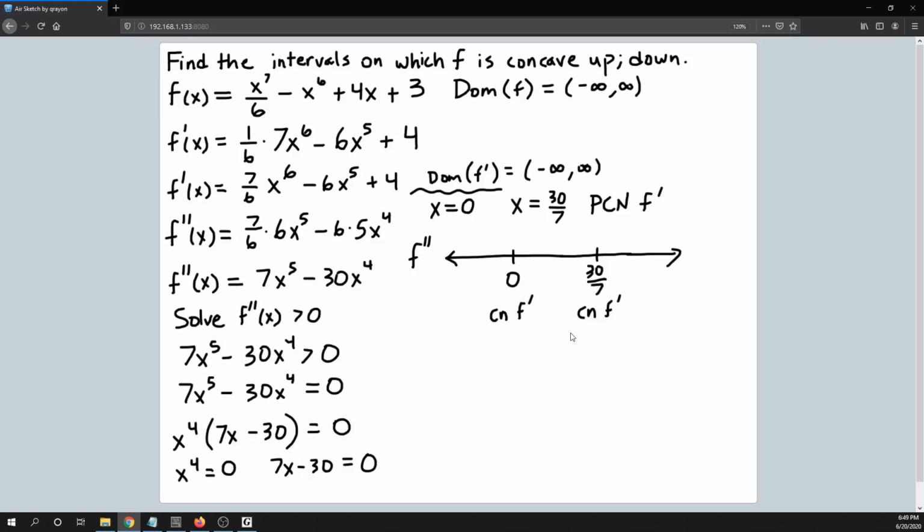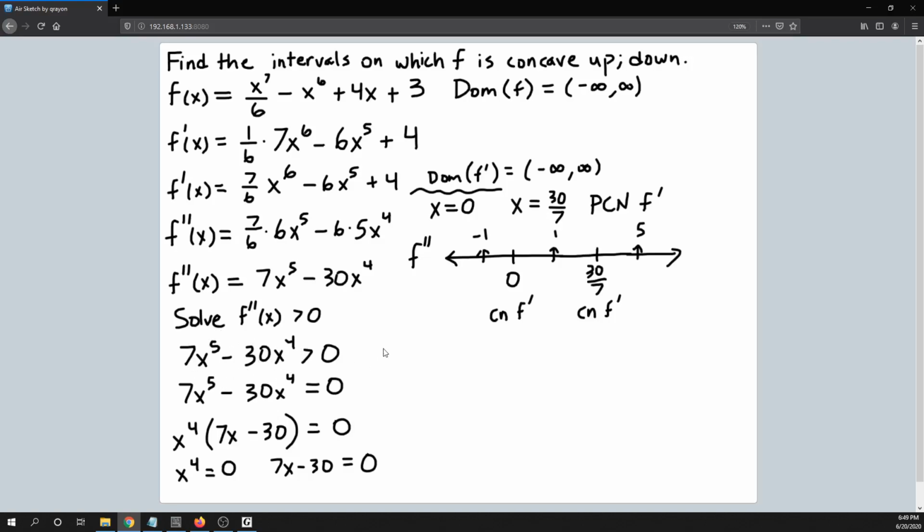Okay. All right, so those possible critical numbers of f prime are going to divide the number line up into a number of pieces. In this case, there are 3 pieces. What you need to do is pick a number on each piece and plug those into the inequality that we're trying to solve. So 37/7ths, that's 4 point something, so I would know that 5 is on that piece, 1 would be on this piece, and -1 would be on this piece here.